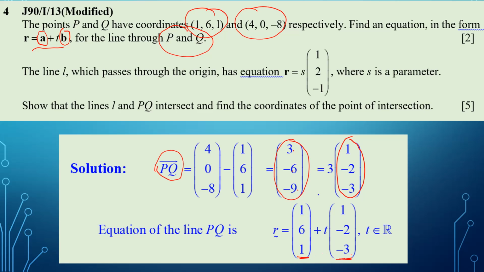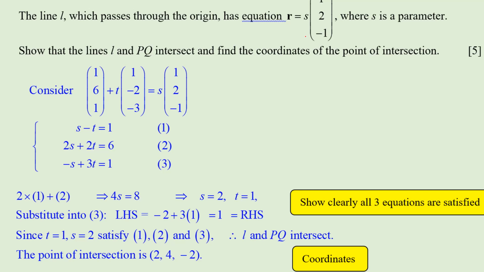The next part of the question asks you to show that the line L and the line PQ intersect. So your job now is to find the intersection of two lines. But before you find it, you need to show it first. Very similar to example 1b in your lecture notes, I need to equate the two equations together. This is the equation of the line PQ, and this is the vector equation of the line L. Remember, start off by considering the equation of line PQ equals the equation of the line L.